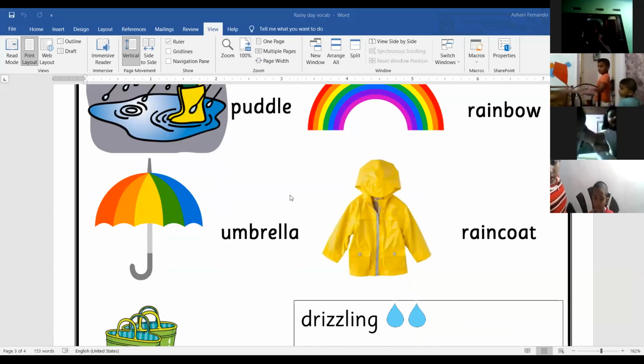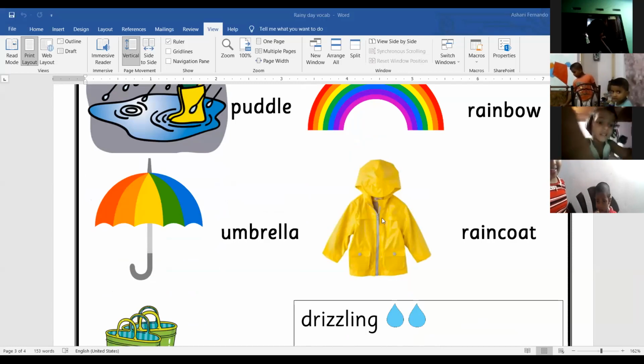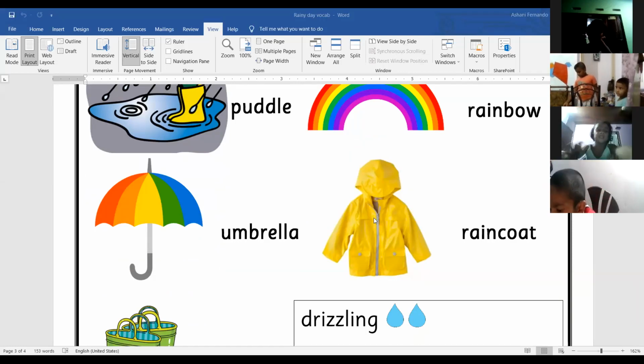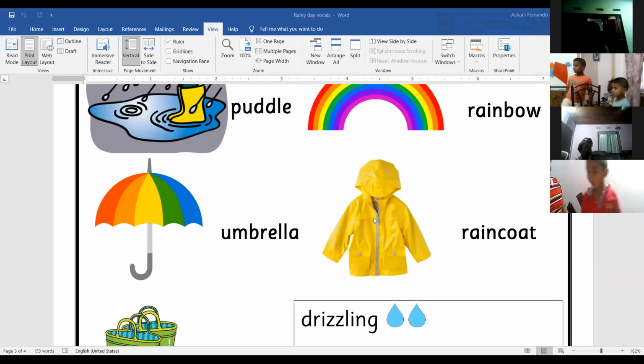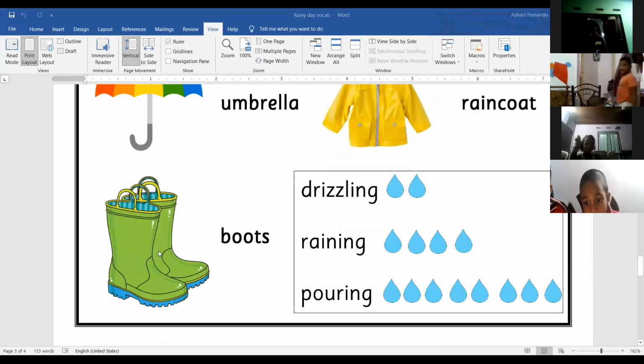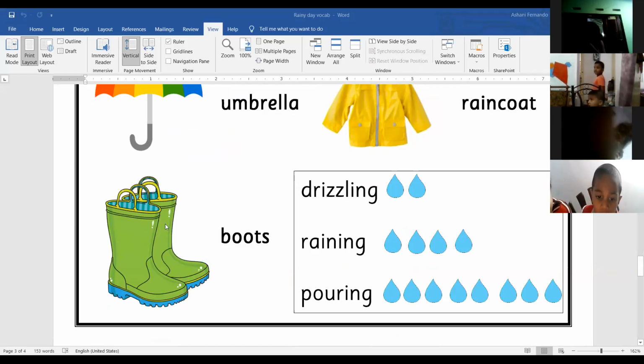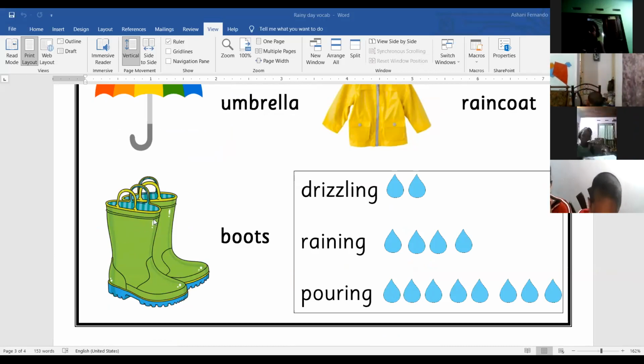Then, what about this? Raincoat. What is this? Raincoat. Small babies know it, right? When you go to school, you always take a raincoat and go, no? Raincoat. And what about these? What are these? Boots. We wear boots, otherwise we will get wet, isn't it?